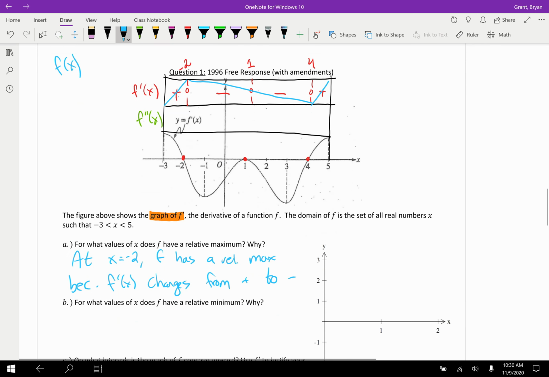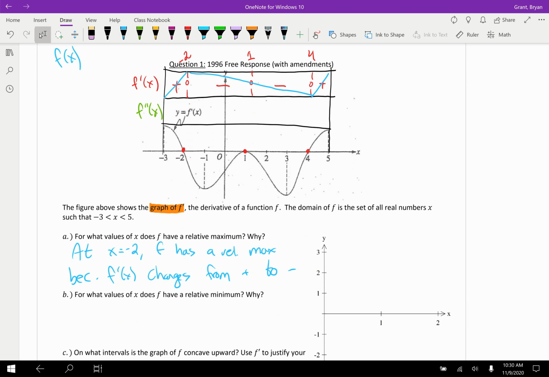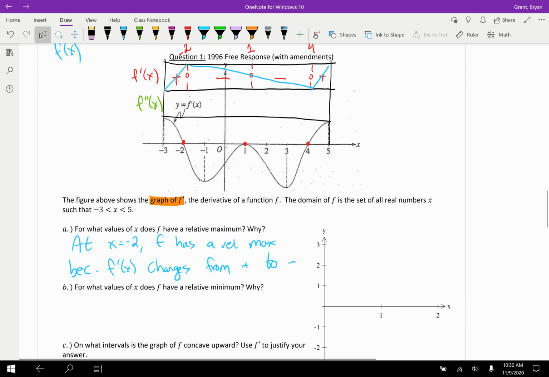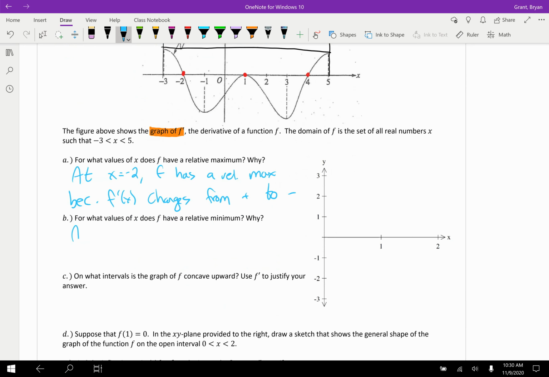All right, why don't you try that justification for a relative min? We've already done all the work for it, so it shouldn't be too terrible. And then we'll check in with me and see how you did. Okay, hopefully you got that 4 was the relative min, right? At x equals 4, f has a relative min because f prime changes from negative to positive.